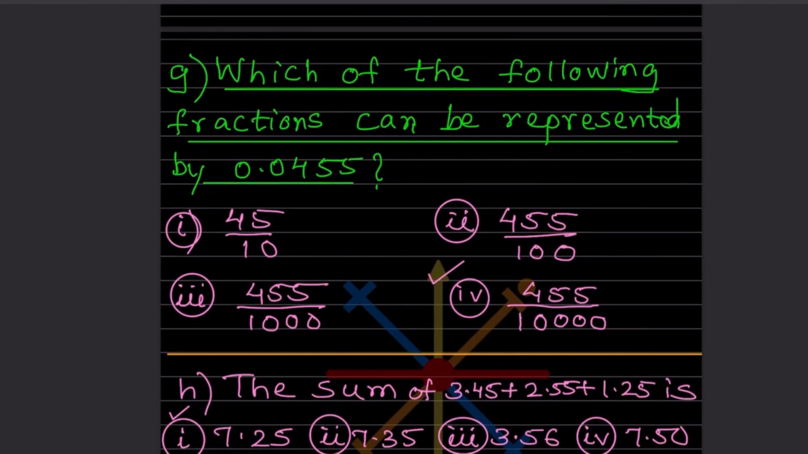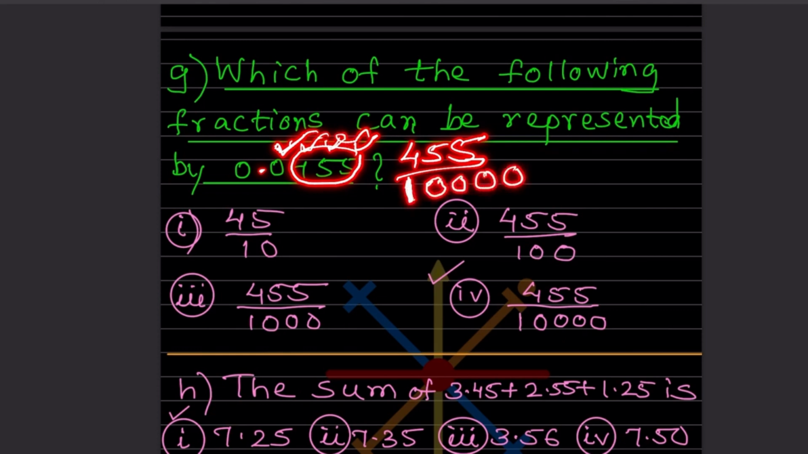Which of the following fractions can be represented as 0.045? So now see, after the point, how many digits are here? 1, 2, 3, 4. What is the number we have to see? The number is 455. So we are going to write here 455. And how many are there? We counted after the point 1, 2, 3, 4. So you will write here 1 and 4 zeros. See here, 1 should be compulsorily written, and after that you have to write 4 zeros. So 1, 2, 3, 4. Now can you see this option? Yes, we can see. So this is the correct option.